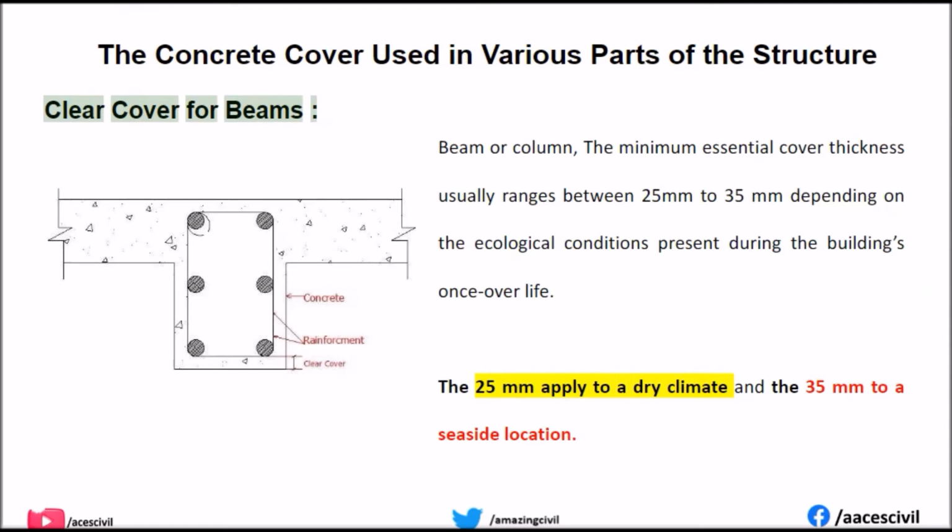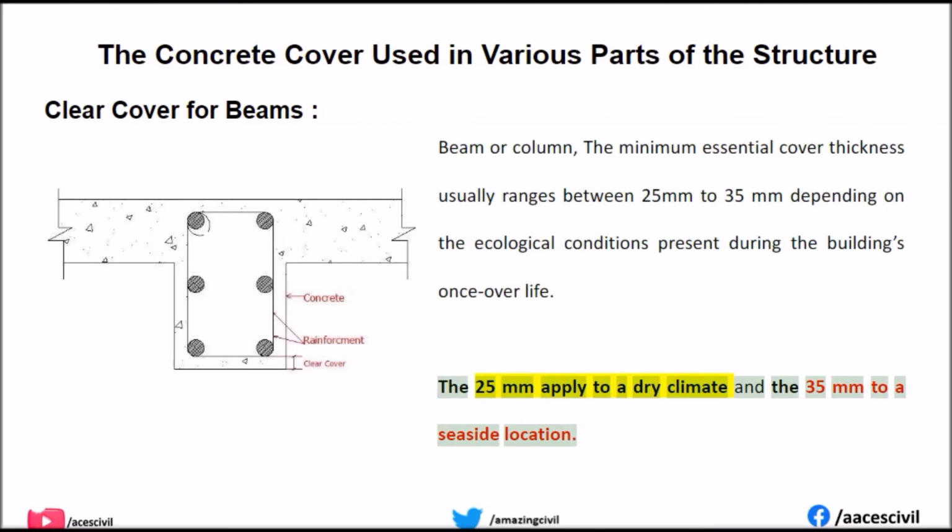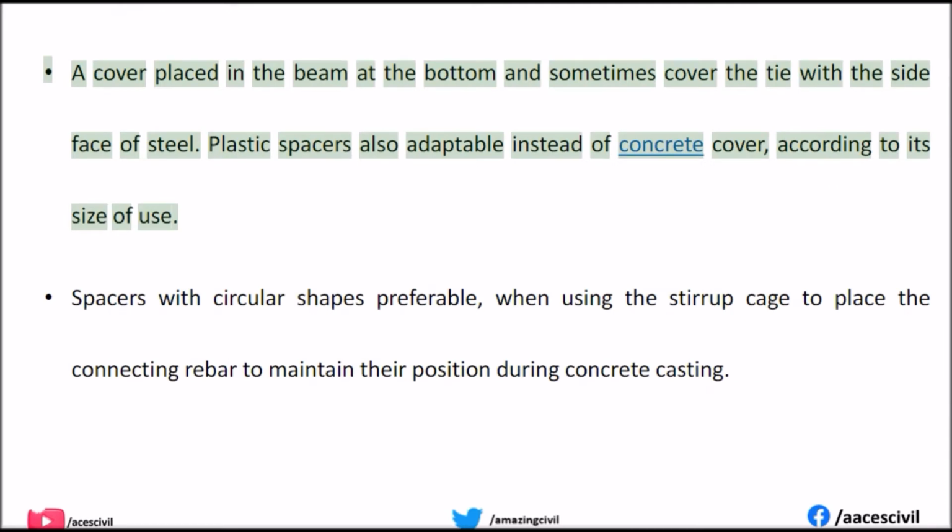Clear cover for beams. Beam or column. The minimum essential cover thickness usually ranges between 25 mm to 35 mm depending on the ecological conditions present during the building's service life. The 25 mm applies to a dry climate and the 35 mm to a seaside location. A cover is placed in the beam at the bottom and sometimes covers the tie with the side face of steel.